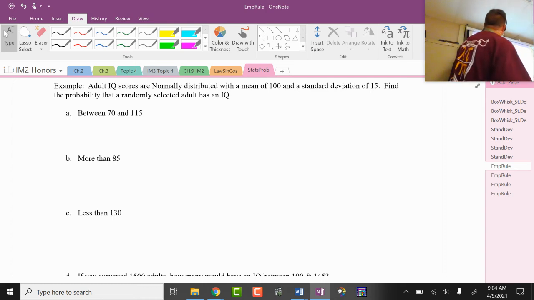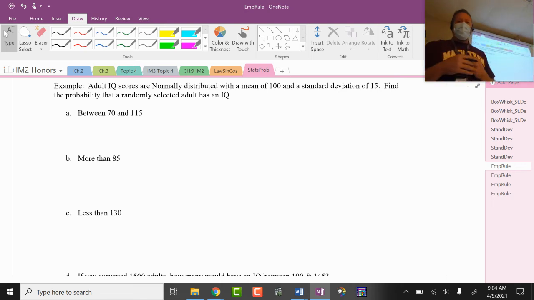Okay, so adult IQ scores are normally distributed with a mean of 100. I guess 100 is the IQ score. And a standard deviation of 15. Okay, great. Find the probability that a randomly selected student has an IQ of, and then between, more than, less than. This is really a big deal. This feels like, why, more than, less than, between, what's going on? This is a big deal in stats.